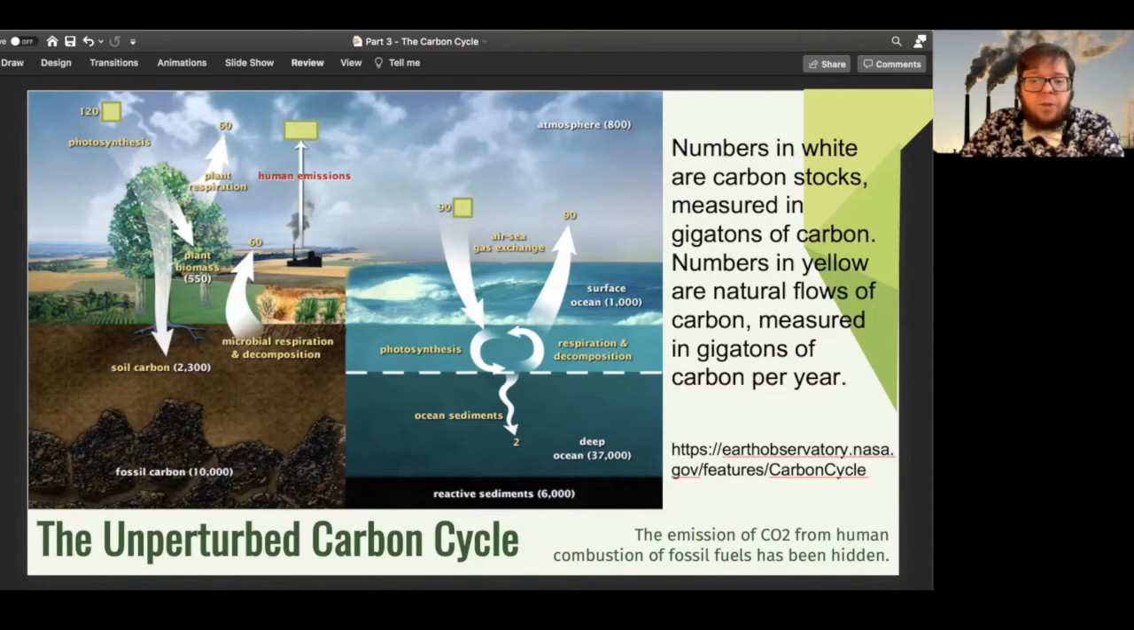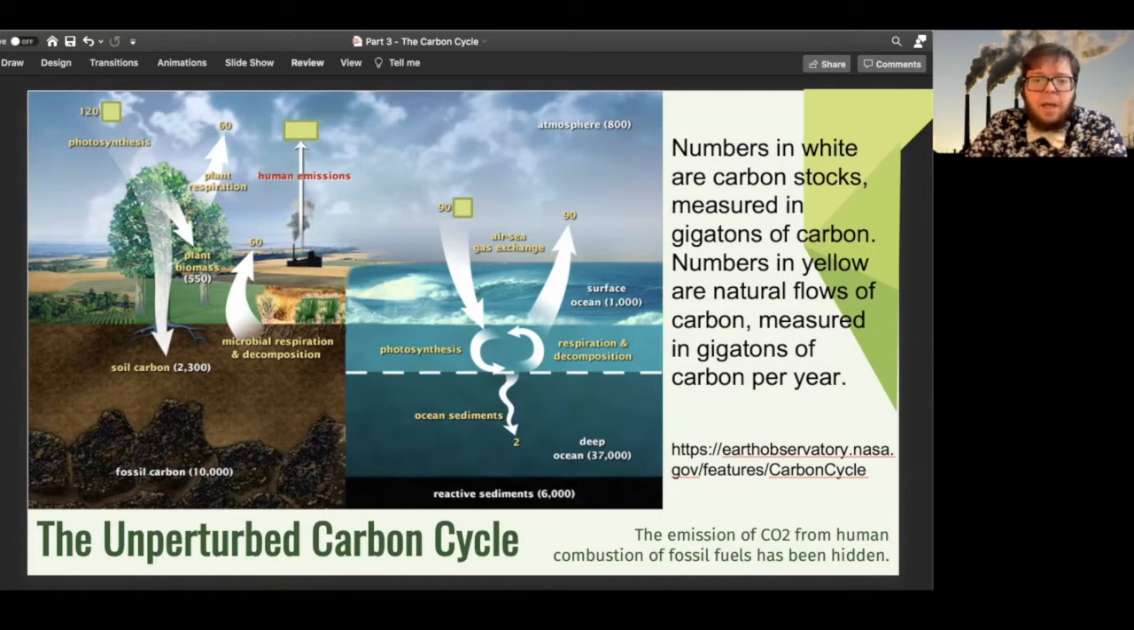Now, in the ocean, you have more photosynthesis, more respiration and decomposition. So there's a whole mini carbon cycle happening on the surface ocean, which contains a stock of about 1,000 gigatons of carbon, more than the entire atmosphere does. And then if you go into the deep ocean, the only thing really happening here is that as ocean organisms die, they sink and they take carbon down to the deep ocean and the ocean floor with them. So this is one of the main ways that carbon is removed from the cycle.